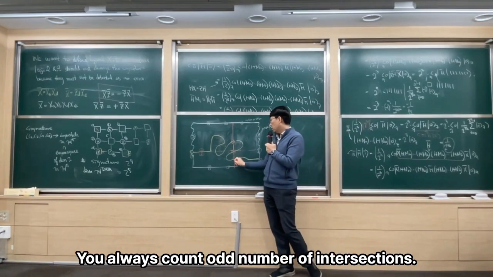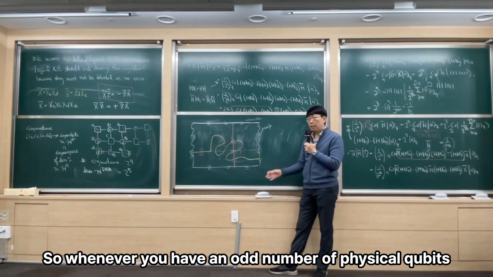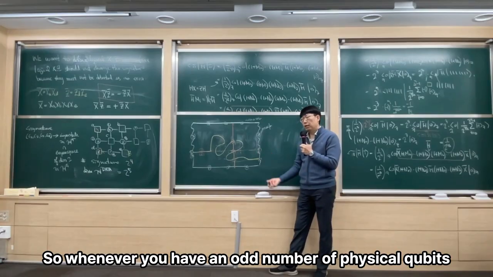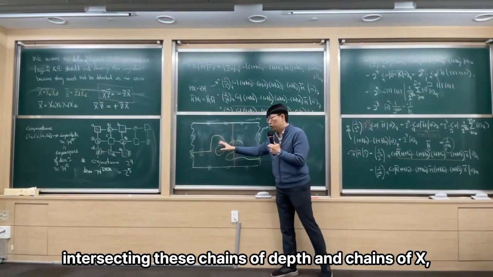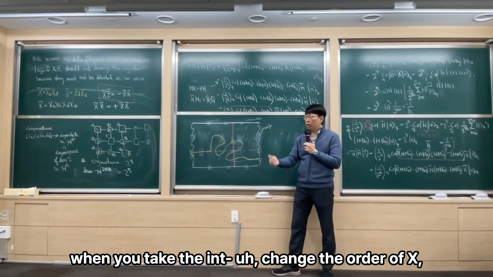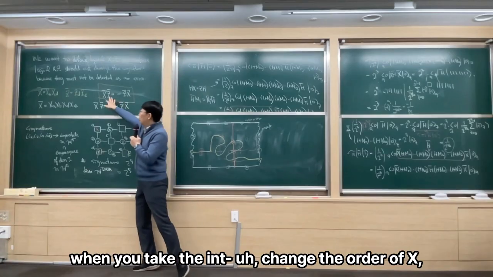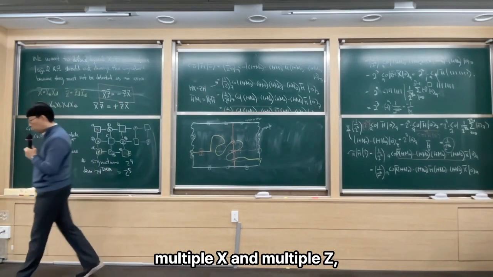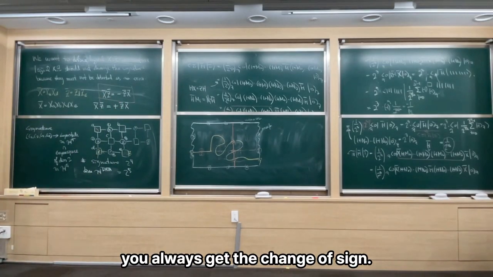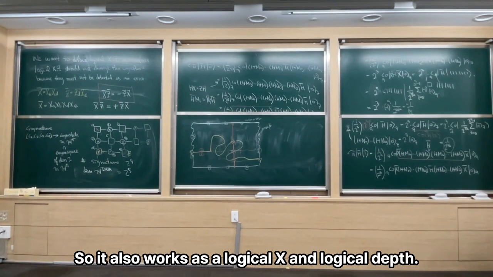You always count an odd number of intersections. So whenever you have an odd number of physical qubits intersecting these chains of Z and chains of X, when you change the order of logical X and logical Z, you always get the change of sign. So it also works as a logical X and logical Z.